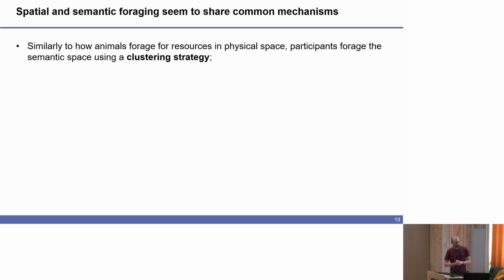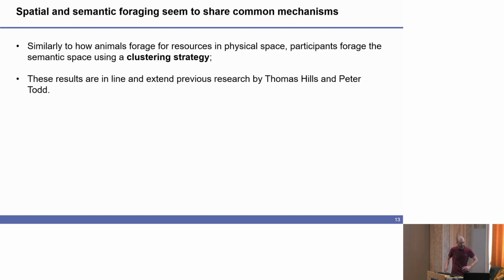So to sum up these behavioral results, we have shown that similarly to how animals forage for resources in physical space, participants forage the semantic space using a clustering strategy. And these results are in line and extend previous research by Thomas Hills and Peter Todd. But for us, it was important to establish the presence of this clustering strategy to then look at the neural data.